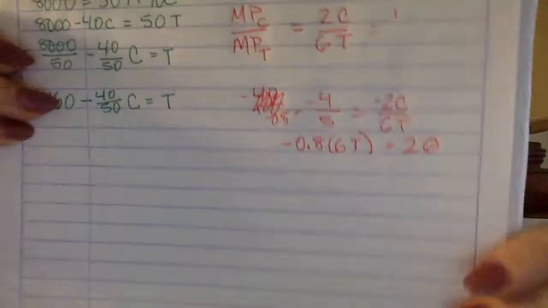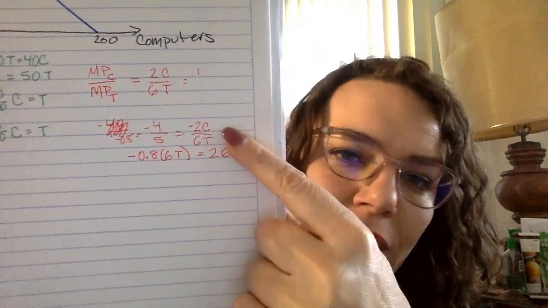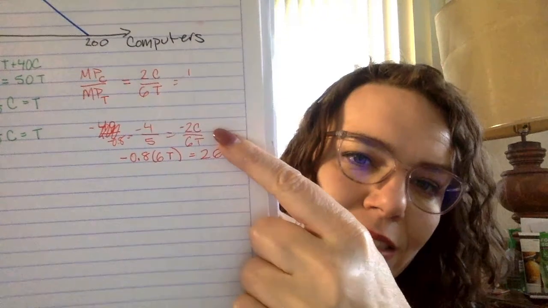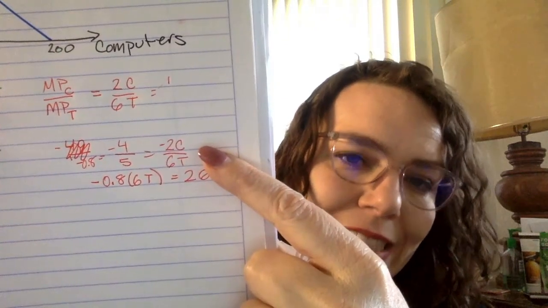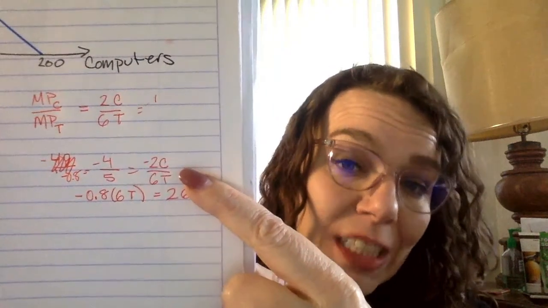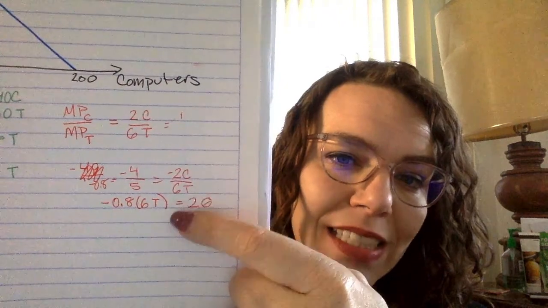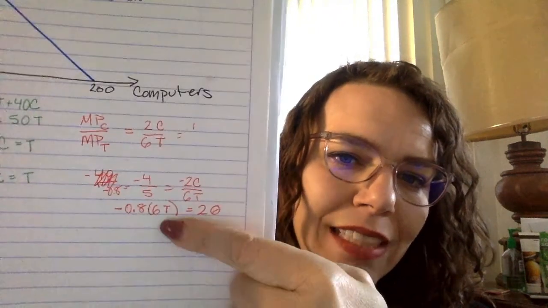I kind of messed up there, but you can see if I take the original ratio, negative 2c over 6t is equal to negative 4 over 5. Negative 4 over 5 is equal to negative 0.8, and then I multiply both sides by that 6t, and so I get it away from here and stick it over here. Oh, that's not a 6, that's a c. All right, off to a great start.